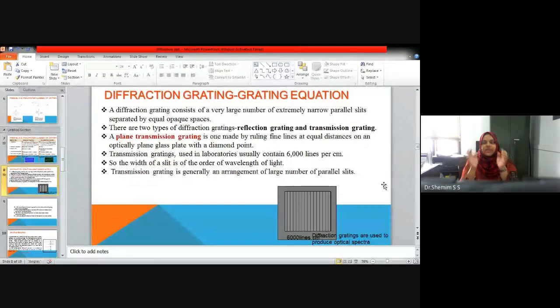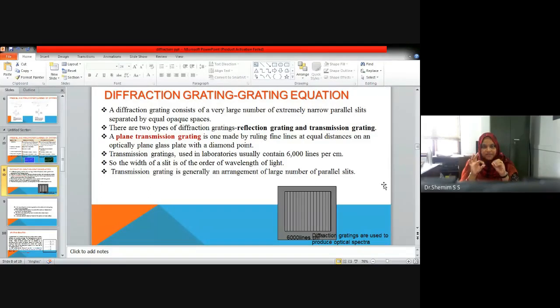This gelatin film can be placed in between, or it can be sandwiched in between, two plain glass plates. Then such a grating is known as a plain transmission grating. If this gelatin film with fine slits is placed in between two plain glass plates, then that forms a plain transmission grating. Because all the slits will be such that light can be transmitted through these slits, because we are keeping a glass plate on the top and the bottom surface of this gelatin film. So all the slits will be transmitting light if light is incident on its surface.